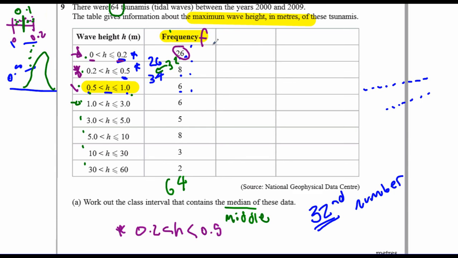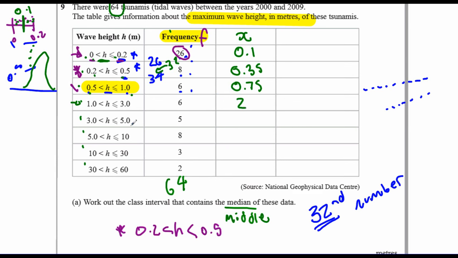So what we're going to do is use x to represent the middle of each category. The middle of 0 and 0.2 is 0.1. The middle of 0.2 and 0.5, you can do it on your calculator, add them up, divide by 2, is 0.35. The middle of 0.5 and 1 is 0.75. Middle of 1 and 3 is 2.